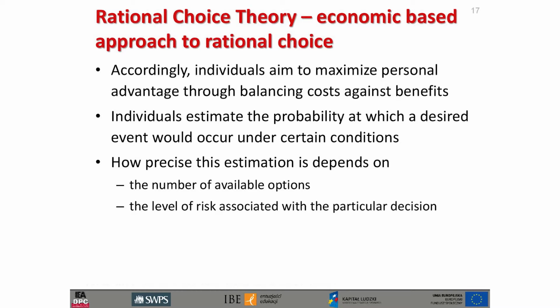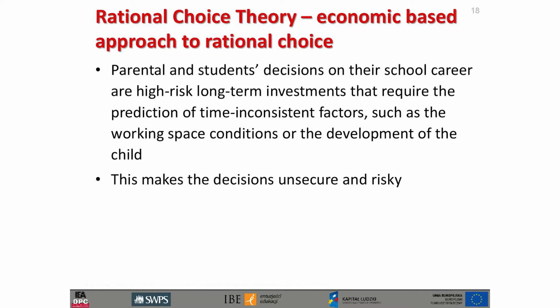So what happens basically is that it is assumed that every individual's decision and behavior is based on these mechanisms of costs and benefits, balancing and estimating the probability of success. How precise this estimation is depends mainly on two conditions: the number of available options and the level of risk associated with the particular decision. In the school context, parental and students' decisions on their school career are high-risk, long-term investments that require the prediction of time-inconsistent factors such as working space conditions or the development of the child. This makes the decisions, of course, insecure and risky.